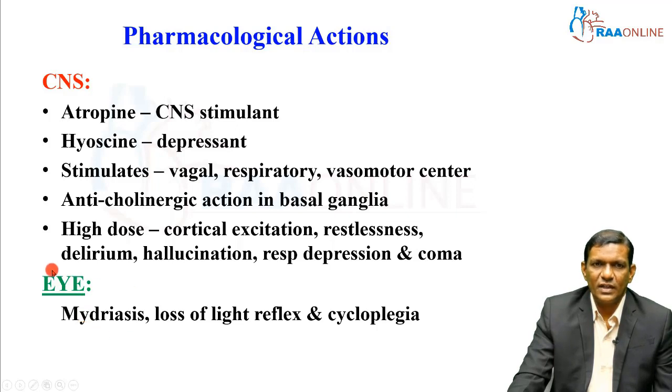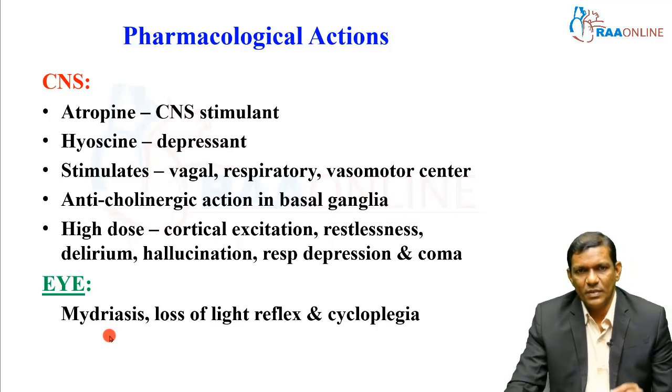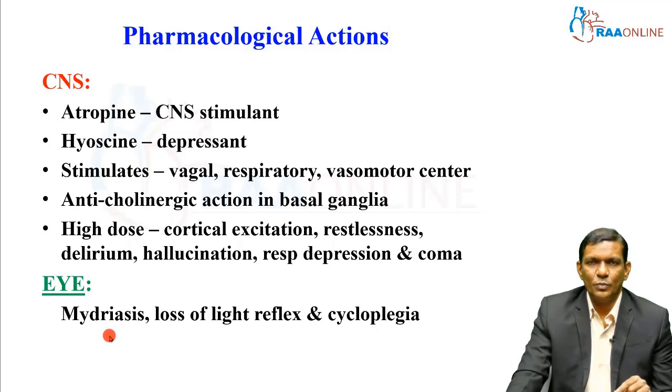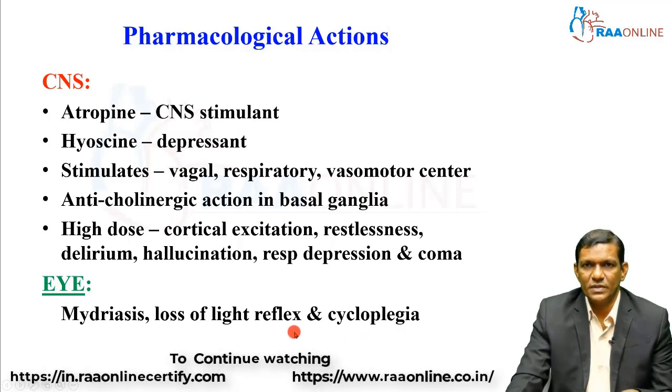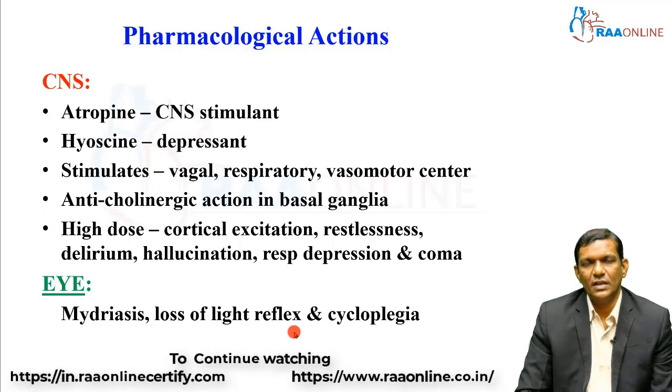In the case of the eye, the M3 muscarinic receptor is present. Normally acetylcholine acts on the M3 receptors and causes contraction of the circular muscle of the iris. But atropine blocks the M3 receptors and thereby leads to dilatation of the pupil, called mydriasis. At the same time, because of full dilatation of the pupil, the light reflex will be lost, and the accommodation reflex, that is the ciliary muscles, will be blocked, so cycloplegia will be there. Because of the full dilatation, there will be blurring of near vision. These are some of the side effects of the anticholinergic drugs.